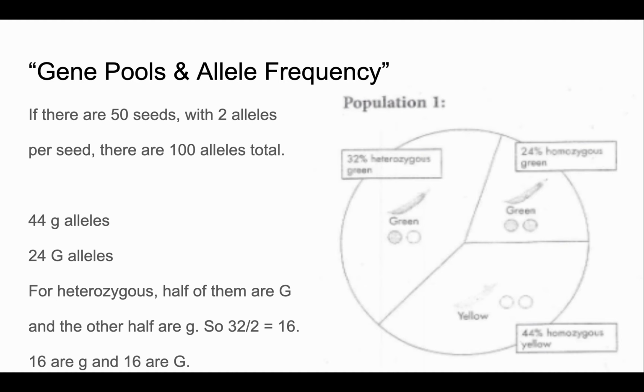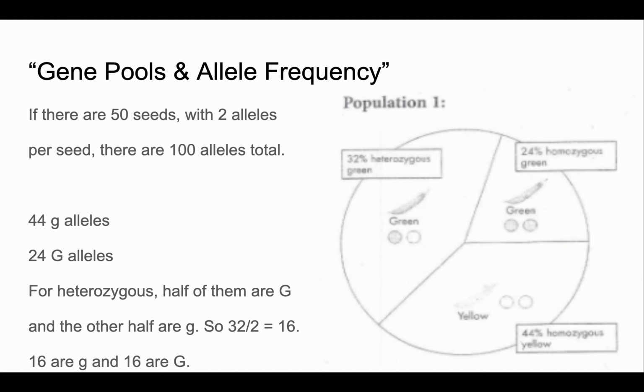So let's talk through the data. We have homozygous yellow, so we know homozygous yellow is going to be little g, little g. For homozygous yellow, it's 44%, so that means there's 44 little g alleles. For capital G, we're also going to look at the homozygous, because homozygous means there's just one type of allele. If it's green, we know it's capital G, and because this is saying homozygous green, that means capital G, capital G. So we have 24 capital G alleles.